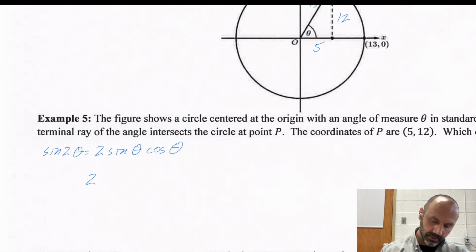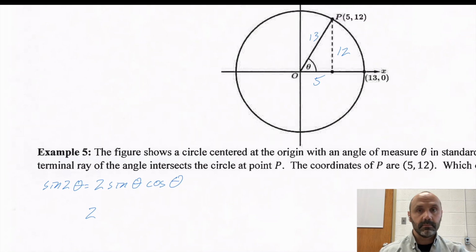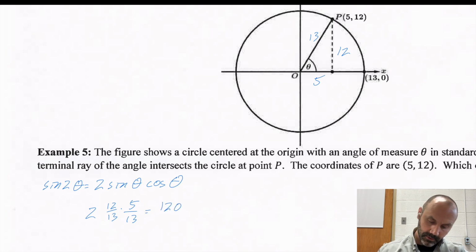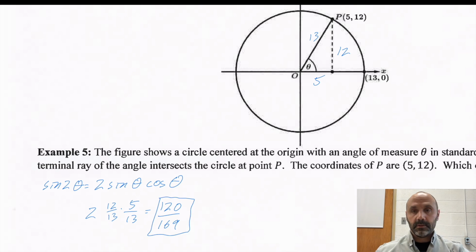So this is 2 times, sine is opposite over hypotenuse, so 12 over 13, times, and then cosine is adjacent, so 5 over 13. And this turns out to be 120 over 169. So a lot of substitution, thinking through, trying to recognize these identities, what they look like, and then work backwards or forwards from there.